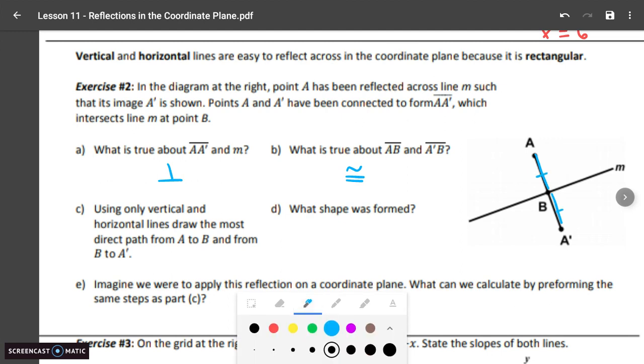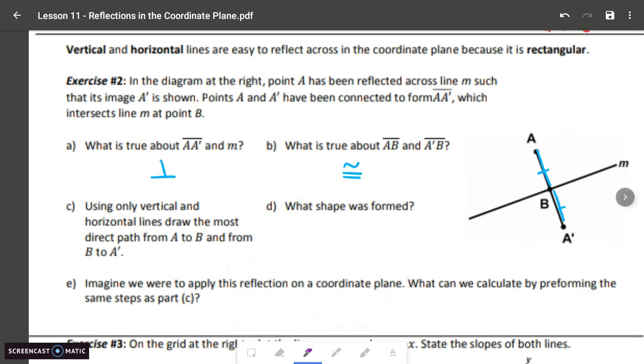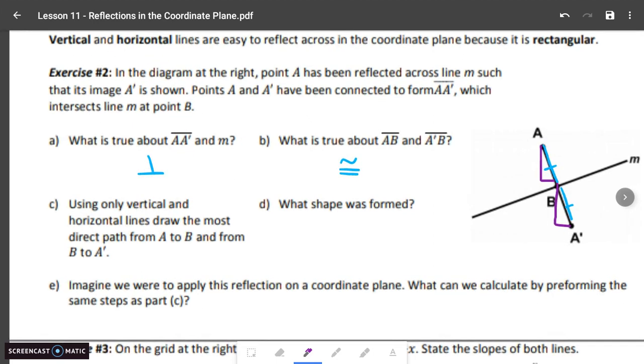Now in the next part, C, it says only using vertical and horizontal lines draw the most direct path. Now we know the fastest path to a line is a straight line connecting it, but we're only using horizontal and vertical here. So I'm going to draw in a vertical line and then a horizontal line. And we're going to do the same thing again down. Now, what shape do we know is formed? Well, that would have to be a right triangle.